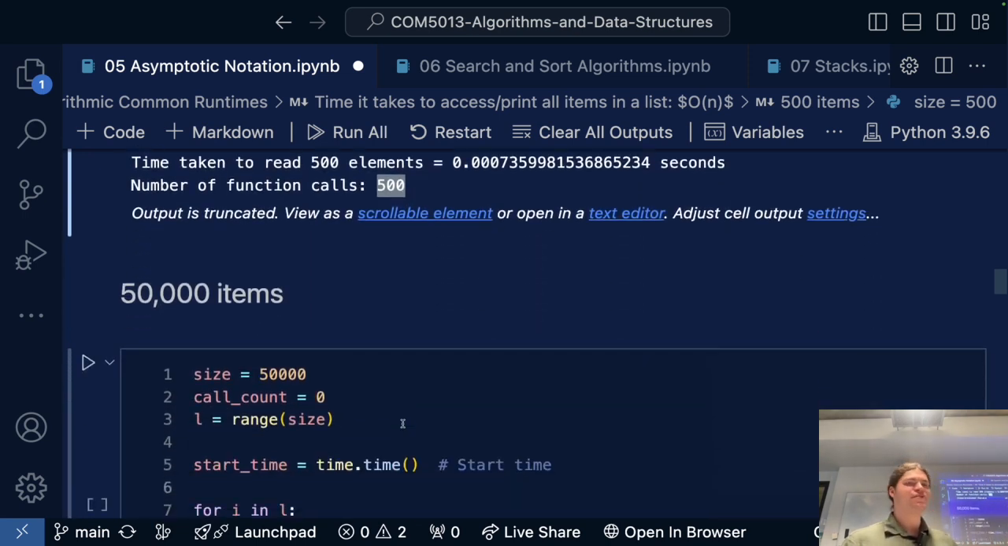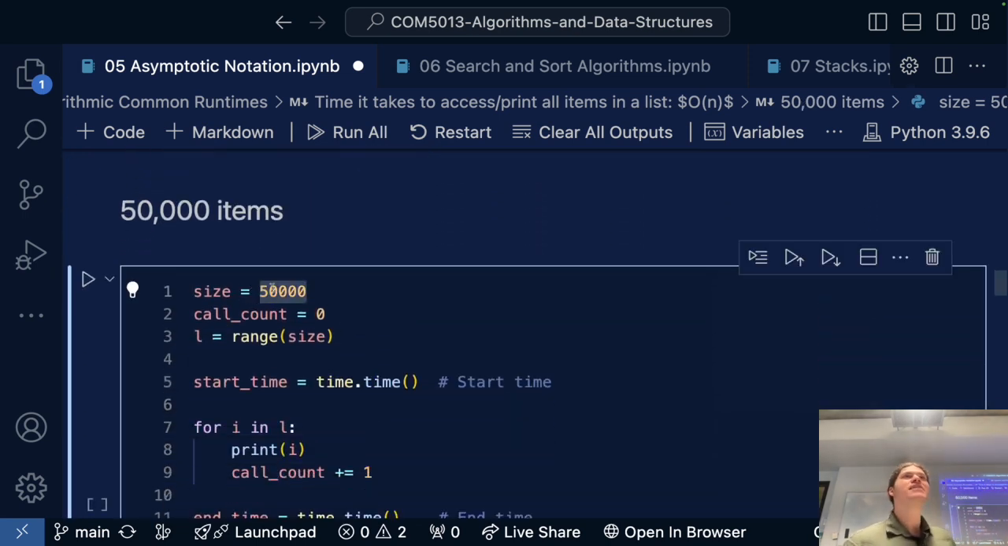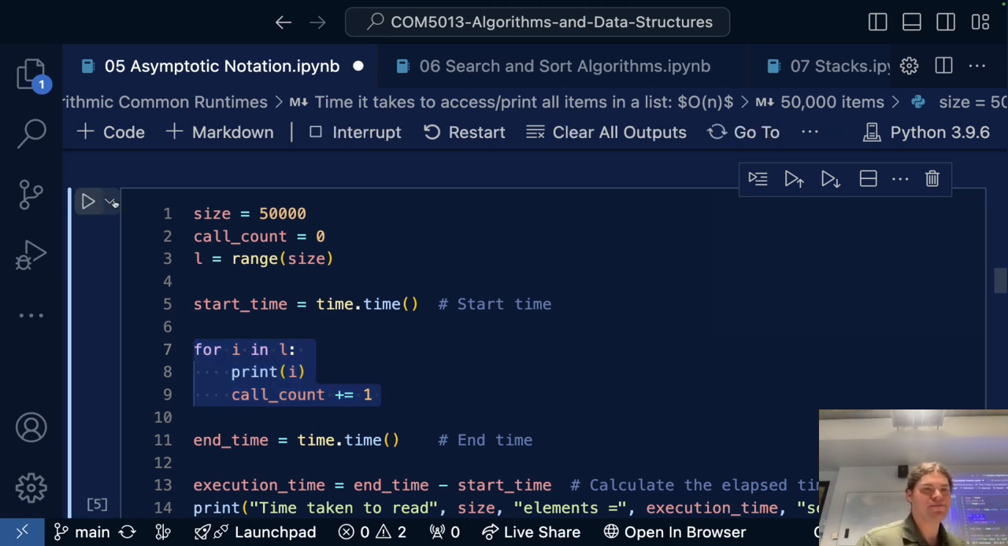We've got 50,000 items. Same thing, size n is 50,000. And what are we doing? For every element in the list, what's the size of our list? 50,000. So how many calls do you expect to see? 50,000. And you should see numbers 0 through 49999. Same thing again. Let's time how long it takes. Let's do all that.